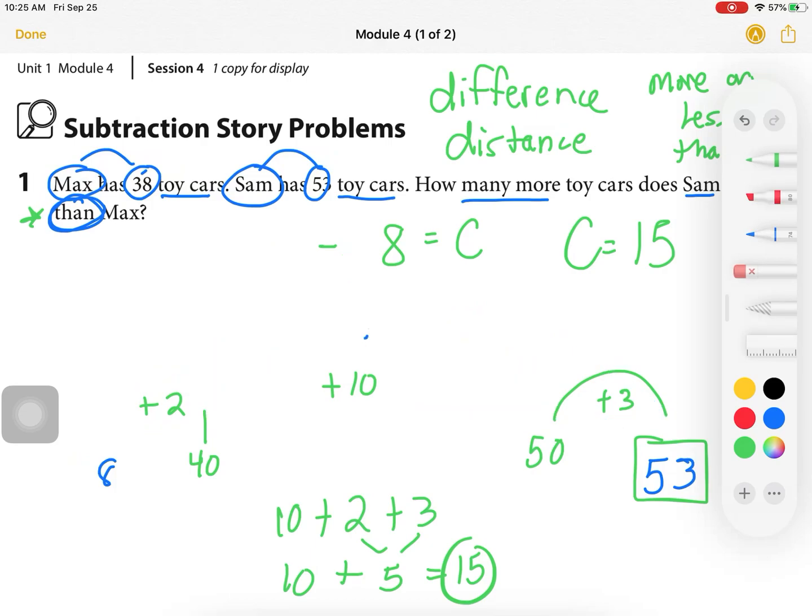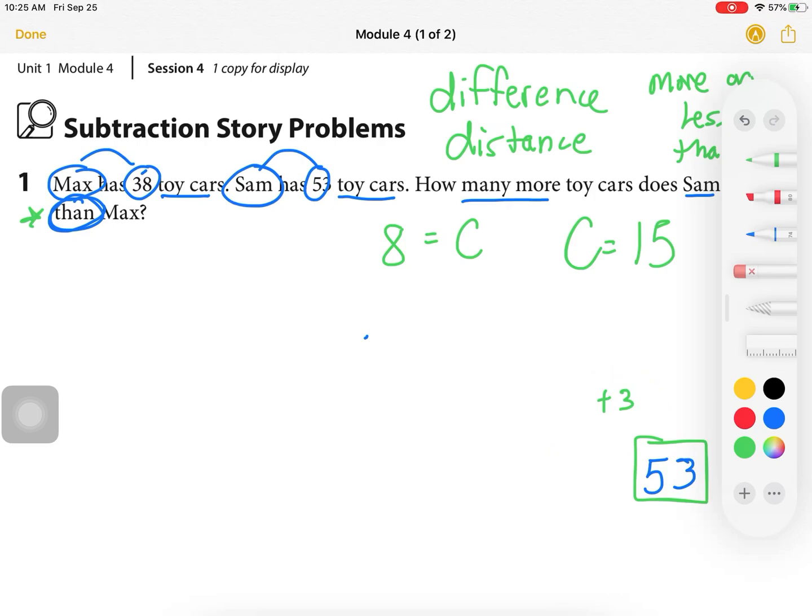So that's one way to think about the story problem. I like to think of it also, some of you like to do a distance or a difference.